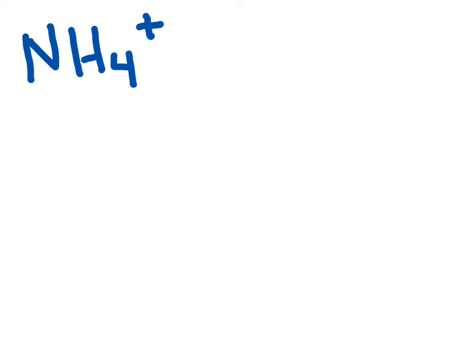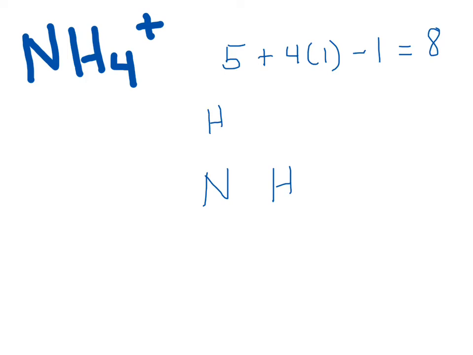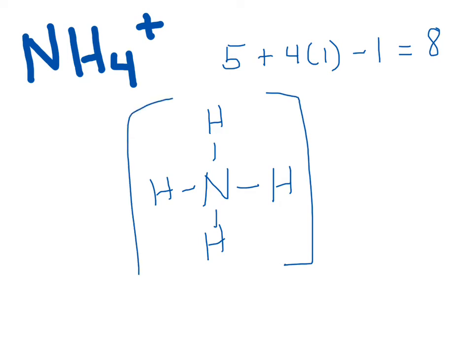The ammonium ion is NH4 1+. So again, nitrogen is in group 15, so it has 5 valence electrons. Each hydrogen has 1. And this time, because we have a positive 1 charge, we're actually going to take away 1 electron, giving us a total of 8 electrons. So if nitrogen goes in the middle with the 4 hydrogens around it, and then we place our single bonds, we have used all 8 of our electrons. Because this is a charged compound, we put square brackets around our drawing, and the charge goes outside.